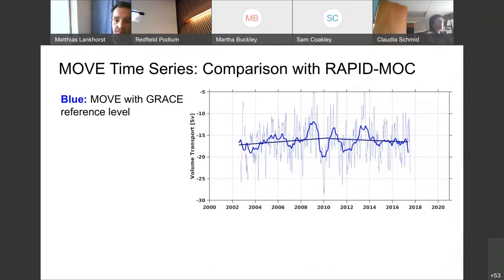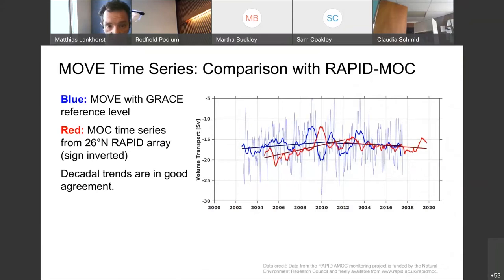I care about them. And this is the transport time series that I showed earlier, MOVE with the GRACE reference level applied. And I now want to compare that with the observations from the 26 North Array, RAPID. I downloaded that time series 2 weeks ago. I hope it's still current. And that's what's shown in the red line. I plotted it upside down, so with a sign inverted, so that it fits on my plot here. And the straight lines there are also just naively fitting linear trends to the first and the second half of the record. And I would argue that they agree pretty well.